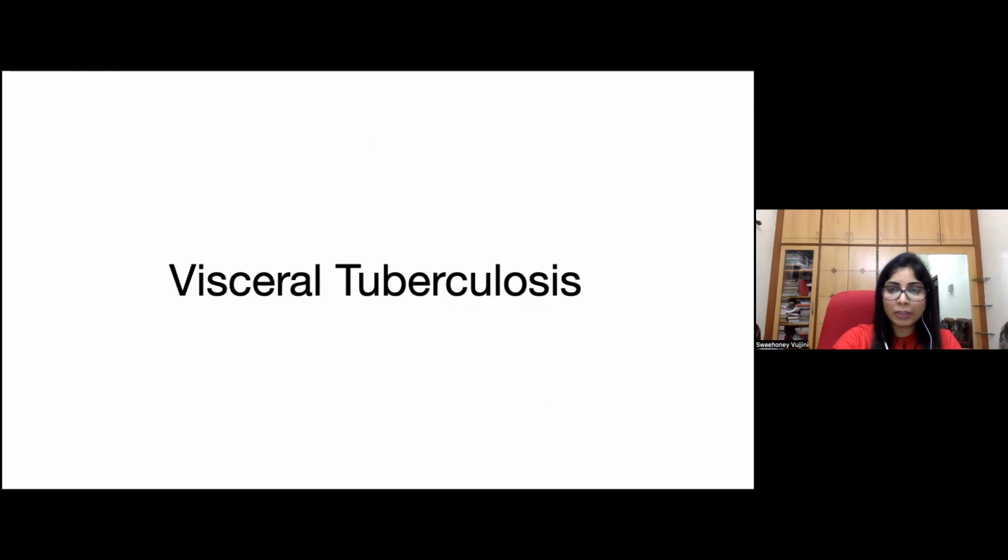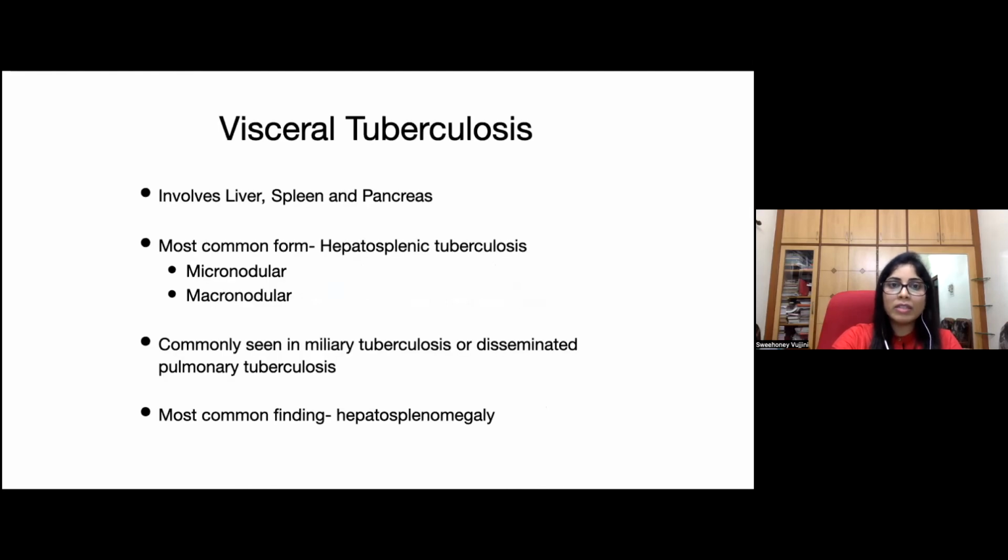Next is the visceral tuberculosis. This mostly involves liver, spleen, and the pancreas. Most commonly occurring forms are the micronodular and the macronodular hepatosplenic tuberculosis. This is most commonly seen in miliary tuberculosis or disseminated pulmonary tuberculosis. And the most common finding is the hepatosplenomegaly.